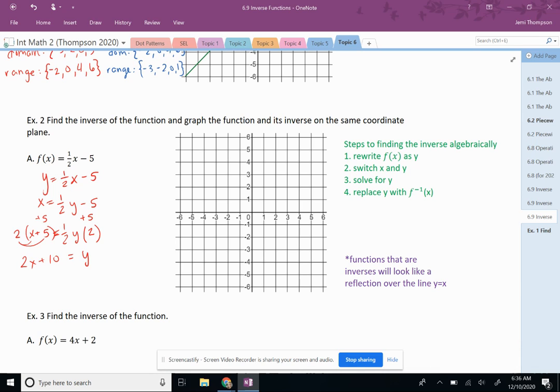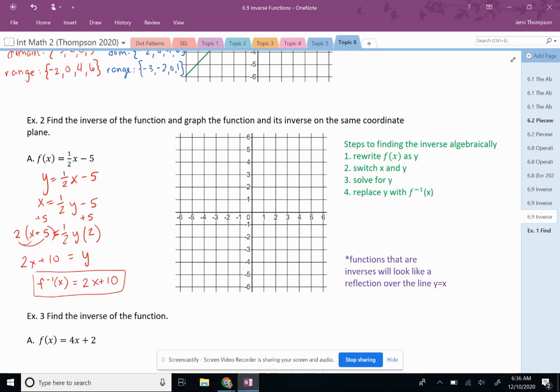The last step in my series over here is going to be to replace y with f inverse of x. So I'm going to rewrite this. Instead of y, I'm going to write f inverse of x, and I'm going to write that first, and then the 2x plus 10. Okay, this is my inverse function. So that is part of the solution for these instructions.